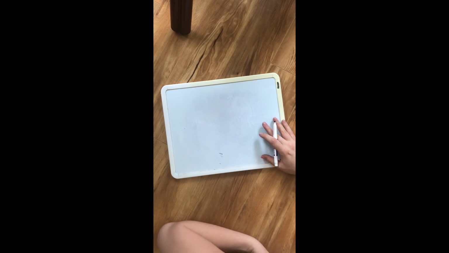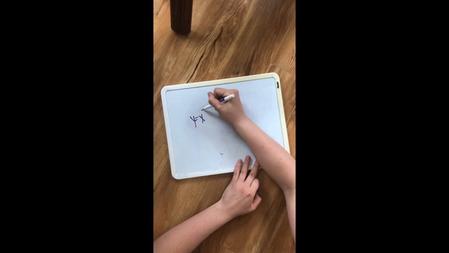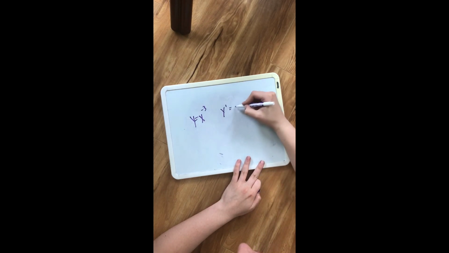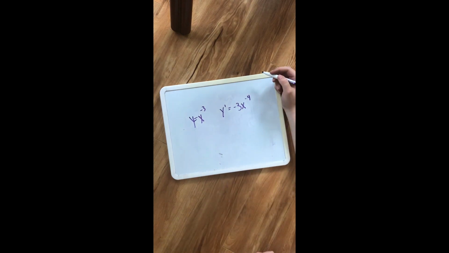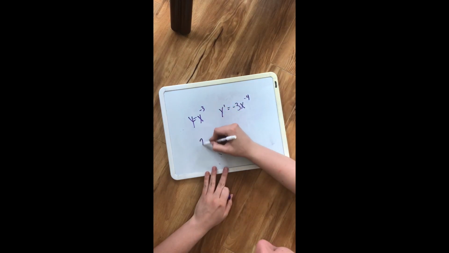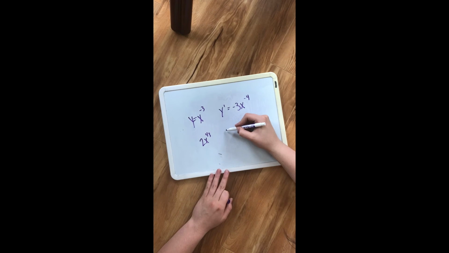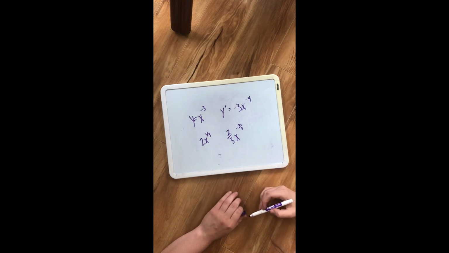The rule works the same way for negative exponents. Take y equals x to the negative third, for example. Y prime would equal negative 3x to the negative fourth. The same goes for fractional exponents as well. 2x to the 1/3 would be 2/3 x to the negative 2/3. This is my favorite rule.